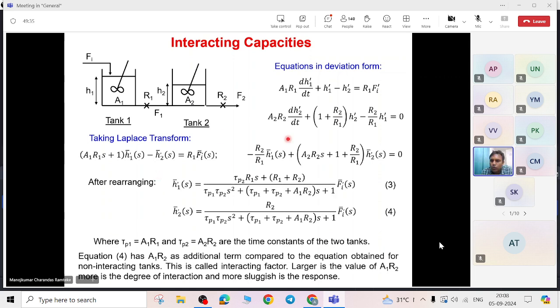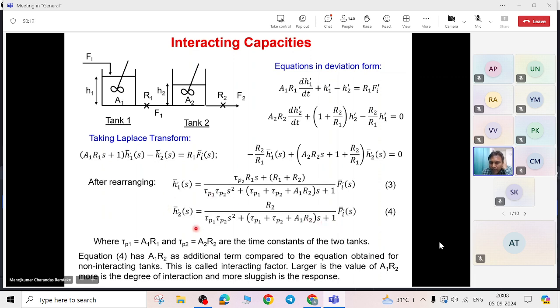Similarly, we can obtain H1s from this particular equation here, isn't it? And we can put that H1s here in this particular equation, and then we can find out how H2 dash S is related to Fi dash S. So if we do that, what we get is H2 dash S divided by Fi dash S. That comes out to be R2 divided by tau P1 tau P2 S square plus tau P1 plus tau P2 plus A1 R2 S plus 1.